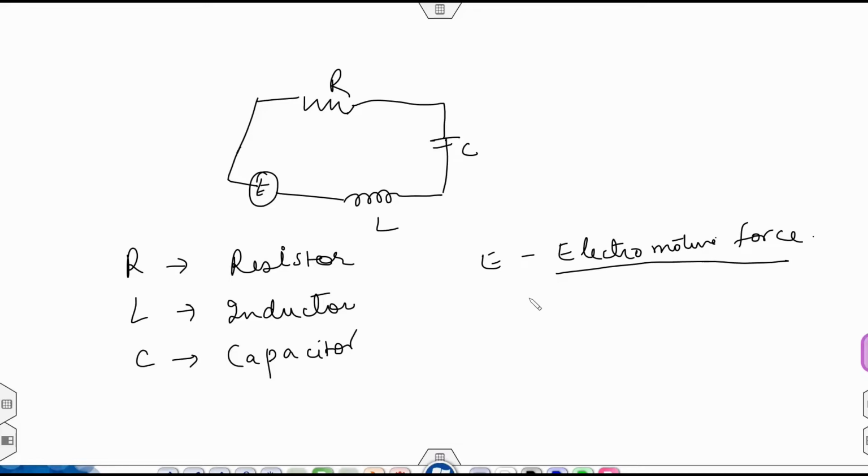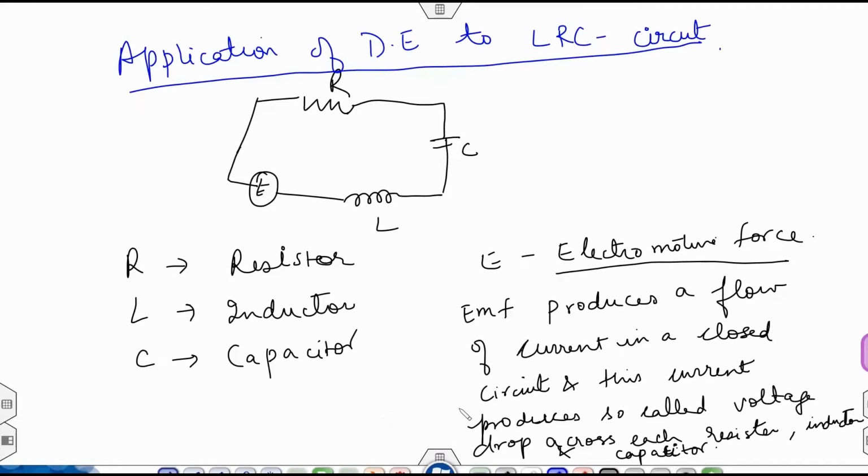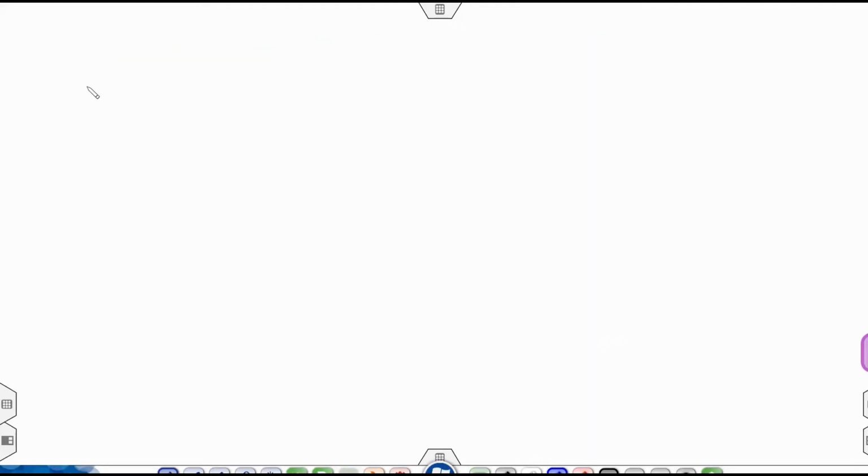Electromotive force produces a flow of current in a closed circuit, and this current produces so-called voltage drop across each resistor, inductor and capacitor. So I'll write this thing. Before moving further, we must know the fundamental law in the theory of electric circuit, that is Kirchhoff's voltage law. So just for recalling purpose, I'll write down Kirchhoff's law.